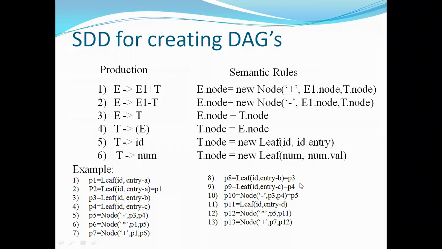This P8 was already an existing pointer, so I named it P3. And P9, the entry with C, was also an existing one, in P4. That's why I'm using P4 here. And P10 means B minus C. This one is also an existing pointer at P5. So I'm using P5. Right? Is it clear now?